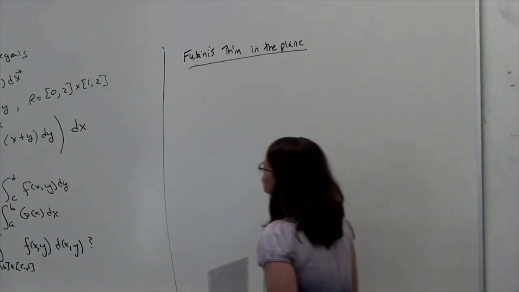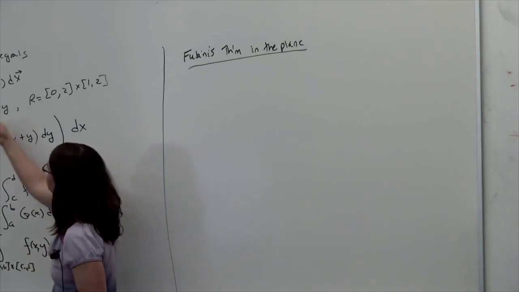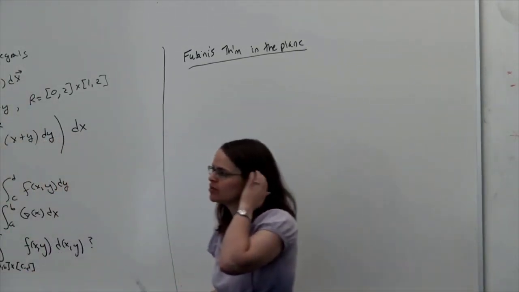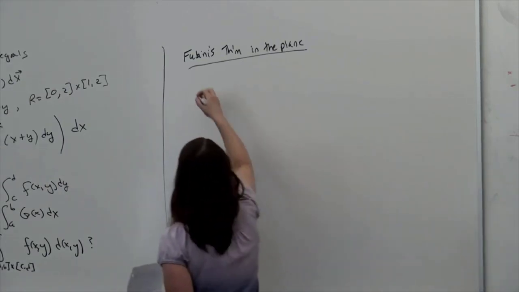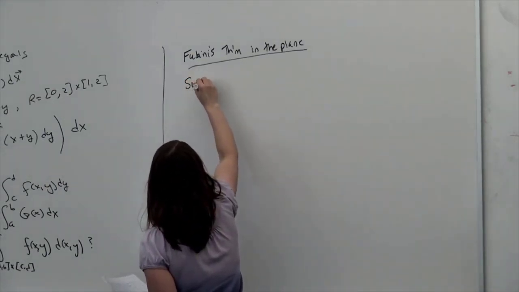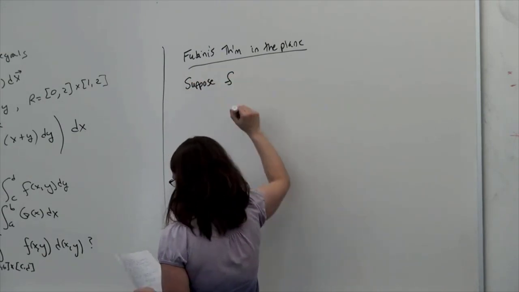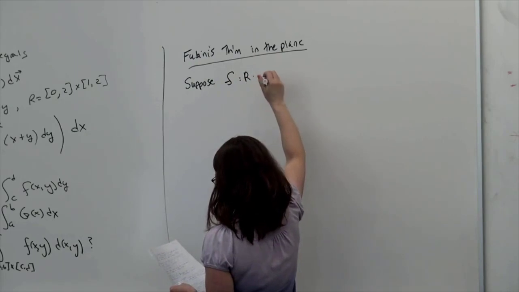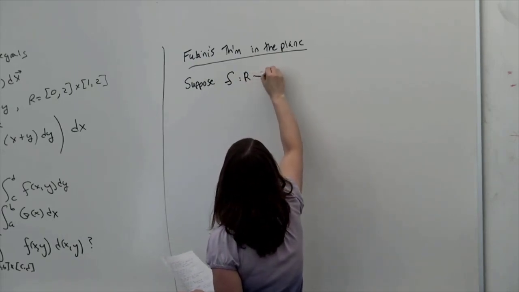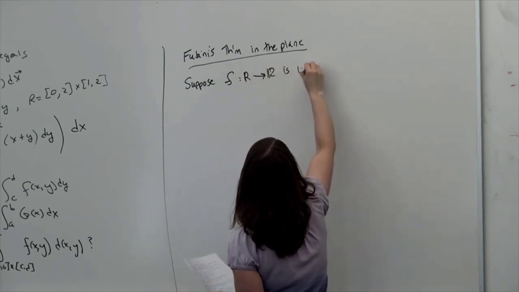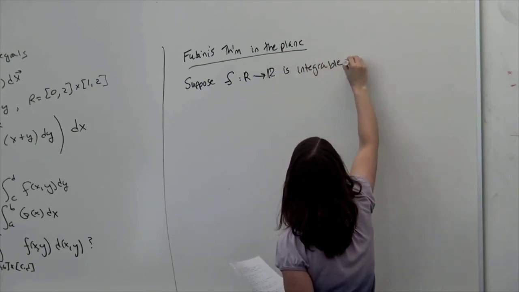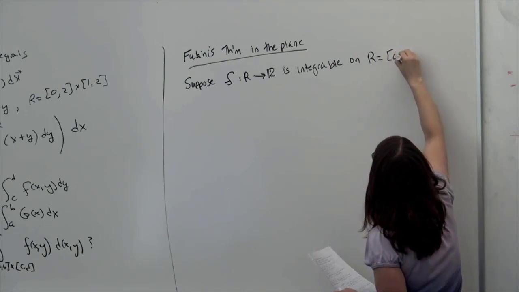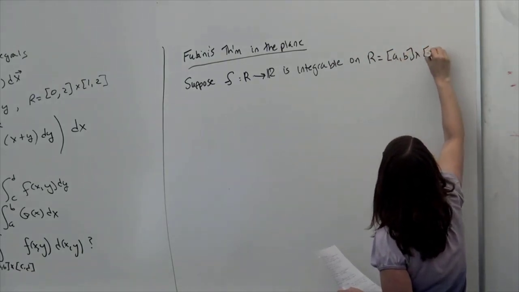says this. Let's suppose that we start with a function that's integrable, so that this thing actually exists. That's probably a reasonable requirement. So let's suppose that f, which takes the rectangle to the reals, is integrable on this rectangle. And I'll give this rectangle by [a,b] cross [c,d].